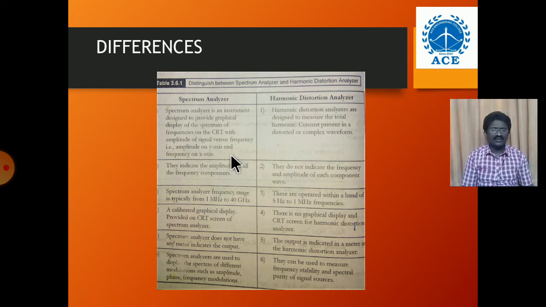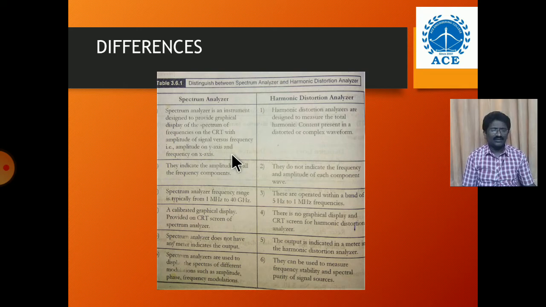So next one, the harmonic distortion analyzer. Harmonic distortion analyzers are designed to measure the total harmonic content present in a distorted or complex waveform. So for example, a sine wave. Your sine wave is also an example of a complex wave. Actually that has some harmonic levels, harmonic components. So a combination of all the harmonic components is called a sine wave.